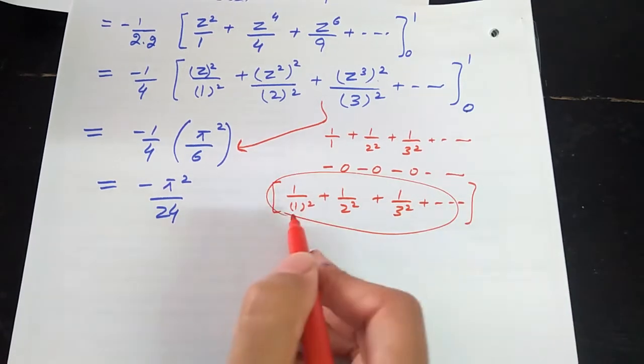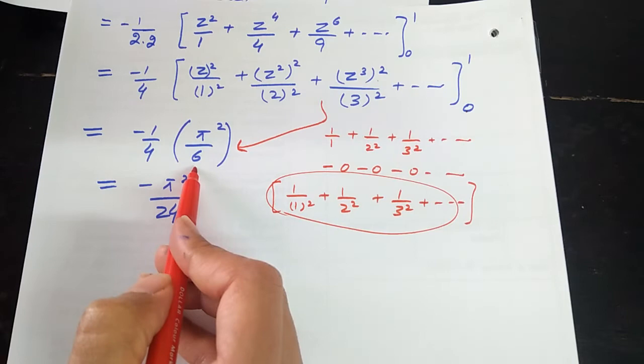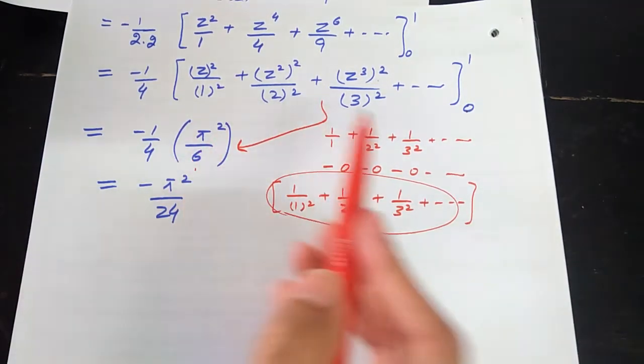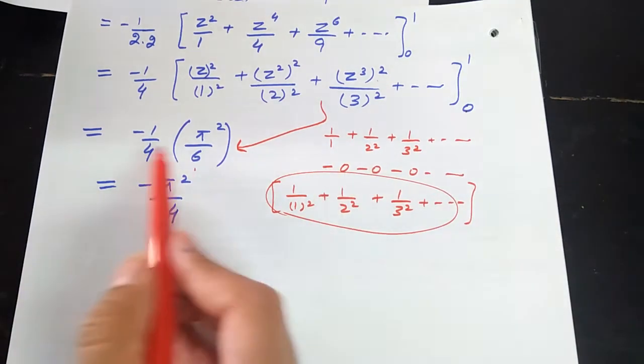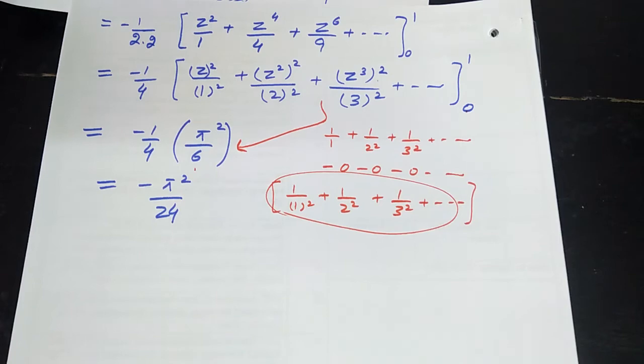And this thing, you know that it is an identity and it is equal to pi square over 6. So that is the reason I have directly written it here, pi square over 6 after applying the limit. And it will be minus pi square over 24 in our answer. Now move on to question number 7.